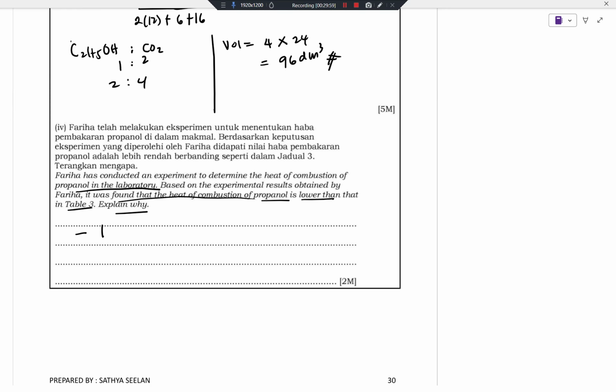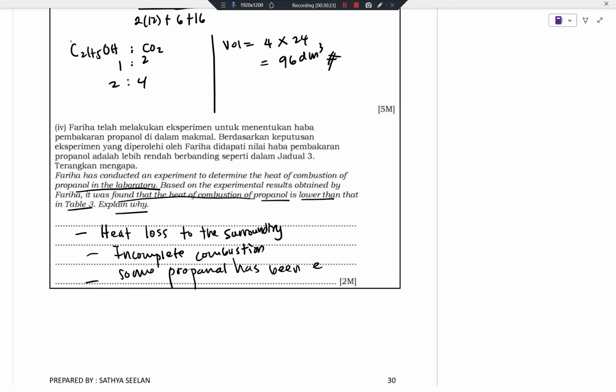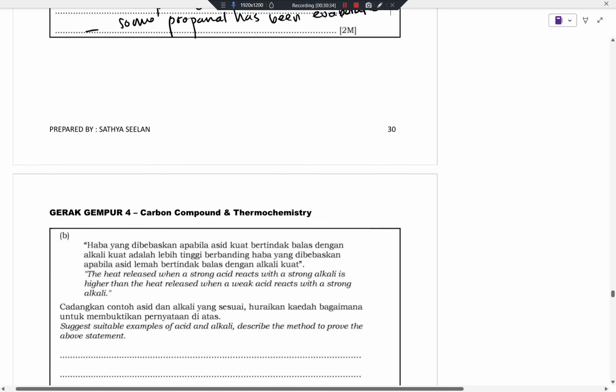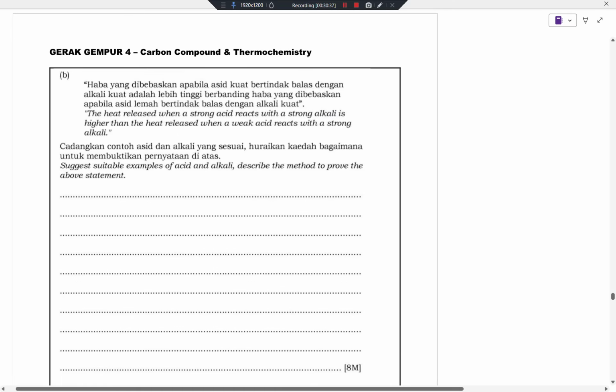So maybe, obvious reason is heat loss to the surrounding. அதனால கரெக்டா அந்த வேல்யூ கிடைக்காது. மேபி அது ஒரு incomplete combustion இருக்கலாம். Okay, or maybe some propanol has been evaporated since it's a volatile. Okay, ஏன்னா இதெல்லாமே ஹைட்ரோகார்பன் பெட்ரோலுக்கு சமம். பெட்ரோல் மாதிரி நினைச்சுக்கிங்க. அப்ப அது vaporize easily. Okay, next.